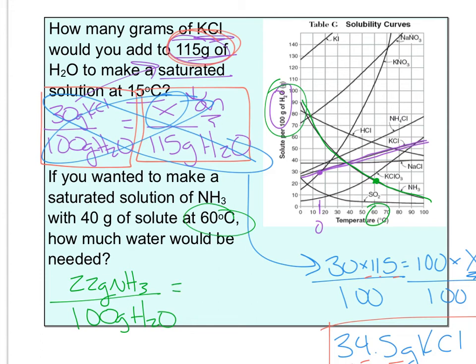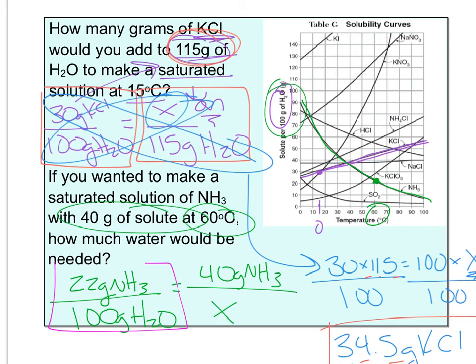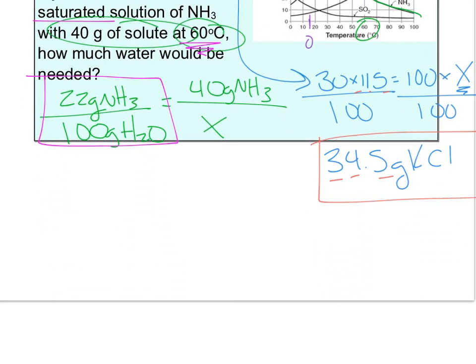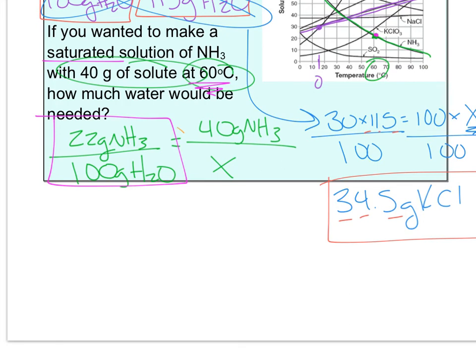But the problem is I want to know, if I add 40 grams of NH3, getting this for my problem here, how many grams of water would I need? So again, just like last time, these are my values from the graph. I know if I had 22 grams of NH3 at 60 degrees Celsius in 100 grams of water, I make a saturated solution, because that was on the line over here. But I want to add 40 grams of NH3 to an unknown amount of water. So we're going to use the same method as last time. Go ahead and do the crisscross.